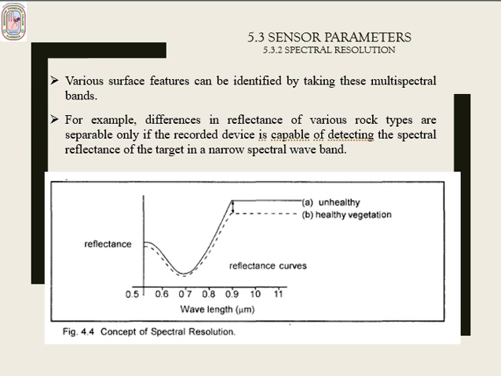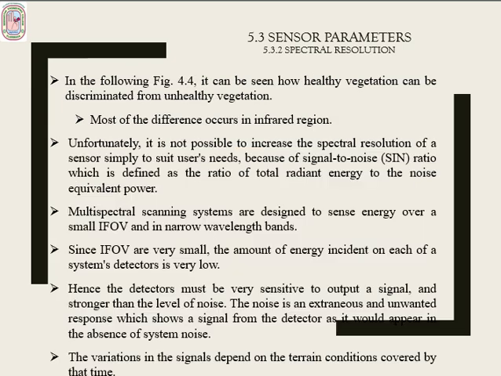For example, differences in spectral reflectance of vegetation types can be detected, whereas rock types are separable only if the recording device is capable of detecting the spectral reflectance of the target in a narrow spectral wave band. So that is why hyperspectral imaging is the most popular thing. As shown in the figure, it can be seen how healthy vegetation can be discriminated from unhealthy vegetation. Most of the difference occurs in the infrared region only, since, as we discussed earlier, the infrared regions are more responsive to vegetation.